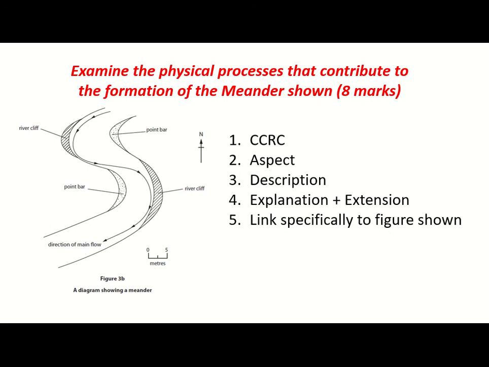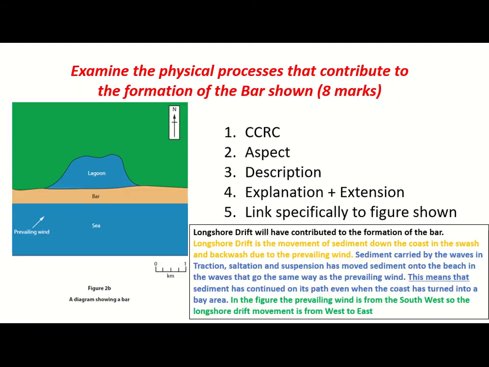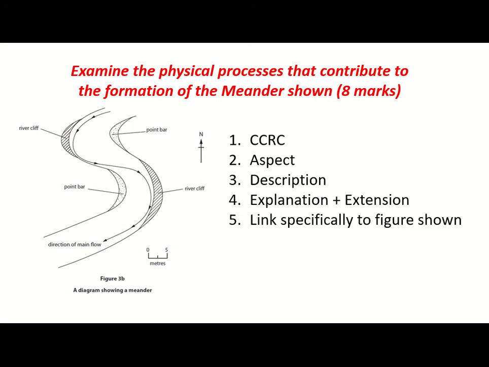Now this is, believe it or not, the exact same question, and this was an actual exam question, but rather than being a coastal feature, it's for a river feature. This is for a meander. So if you look at the structure of the question, look at the first one: examine physical processes, formation of bar. Examine the physical processes that contribute to the formation of the meander shown. It's the exact same question, and this was in the same exam year paper. So if you could answer the first one, you could definitely answer the second one.